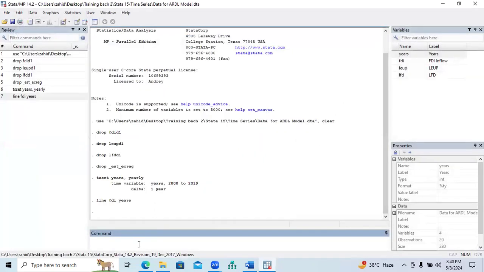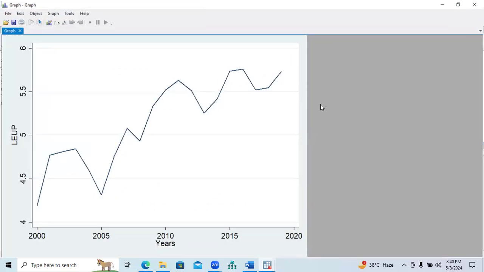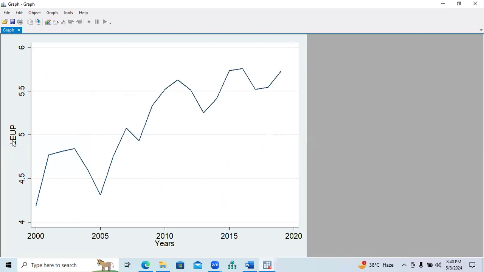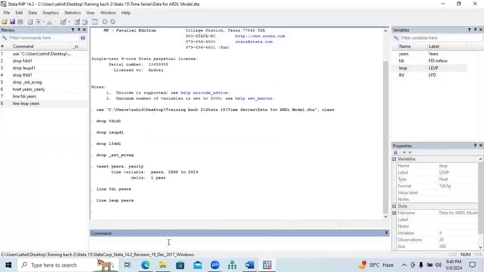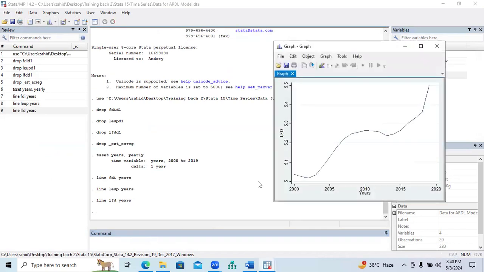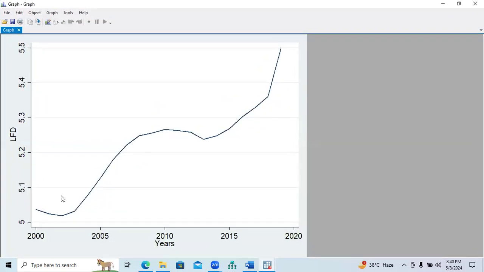You can consider the same command for other variables too. Like for this, you can put here years. It will show you that the log of your economic uncertainty is basically increasing with the passage of time. In the same way, for your third variable, which is financial development, years. You can find here that the financial development is also increasing for this particular data set.